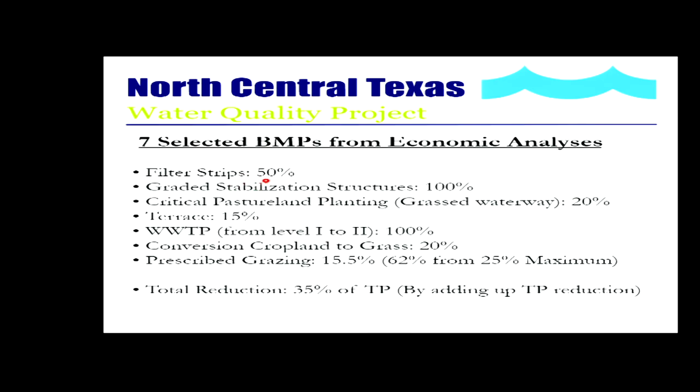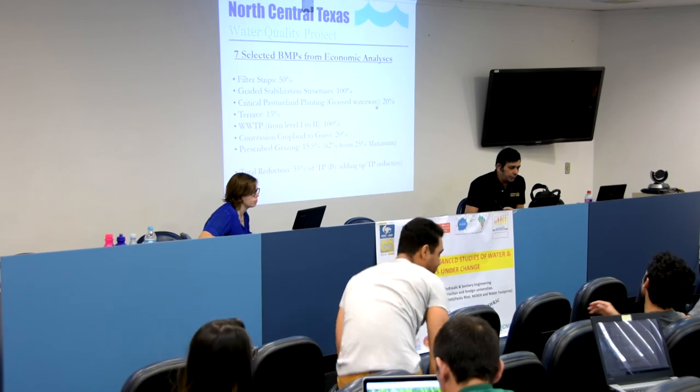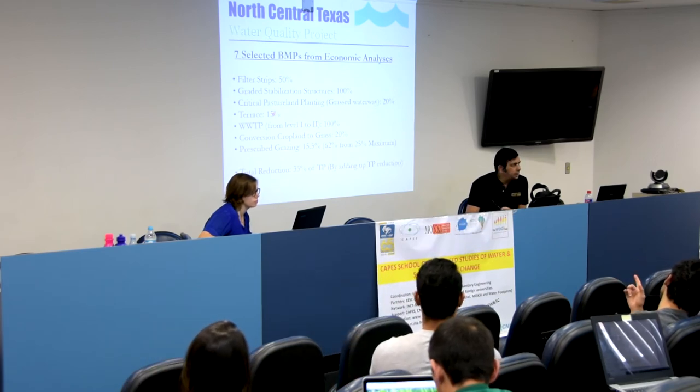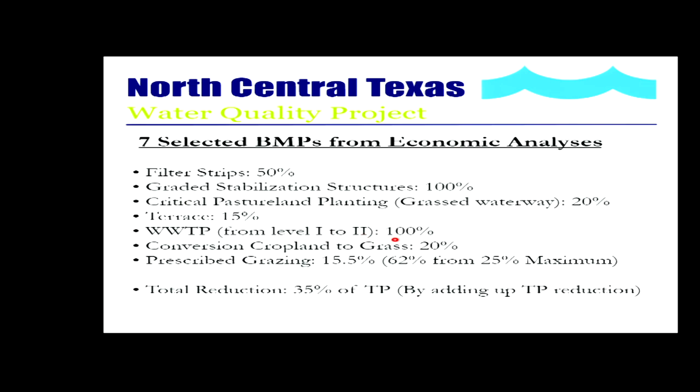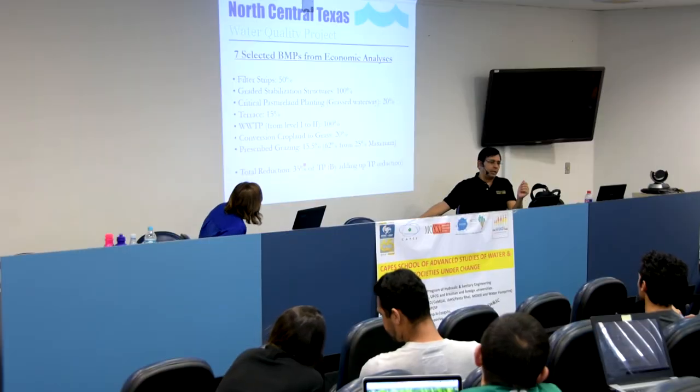They said apply filter strip on 50% of the eligible land, grade stabilization structure 100% along the channel, critical pasture planting is 20%, terrace is 15%, wastewater treatment plant is 100% reduction, meaning filtering. Conversion of cropland to grassland maybe 20%, prescribed grazing 15, and to achieve a total reduction of 35% at the watershed outlet. It's not only what's happening in the landscape, we need to see the results at the watershed outlet at the end of the day.